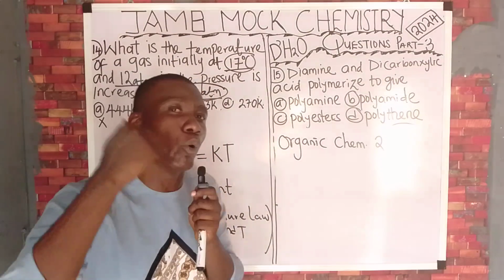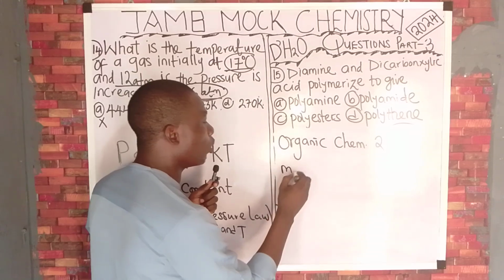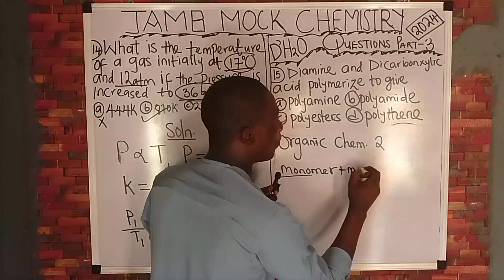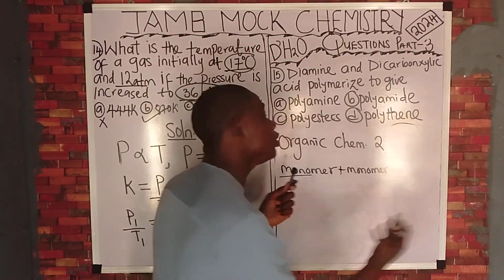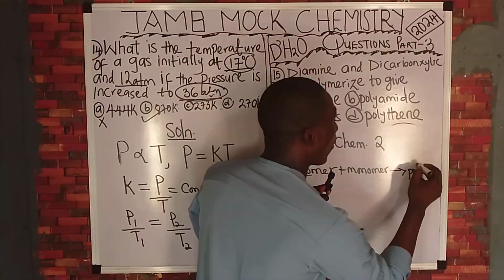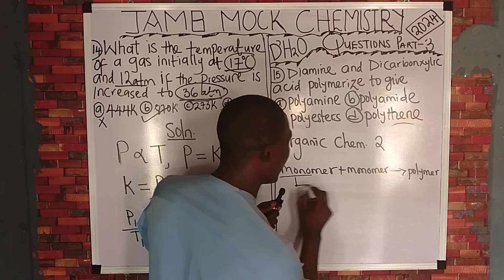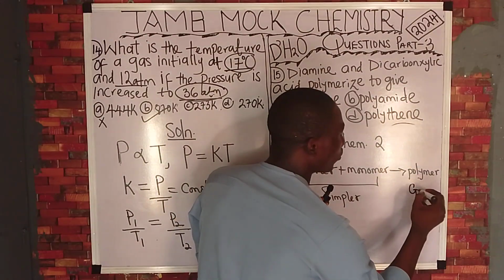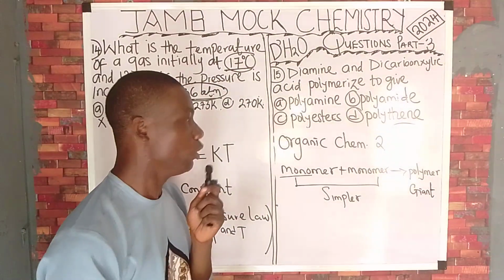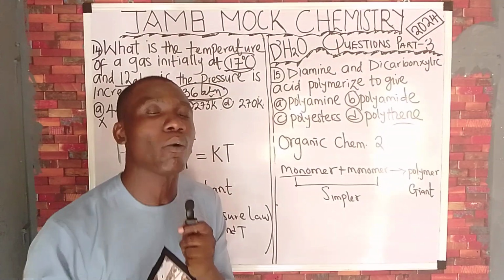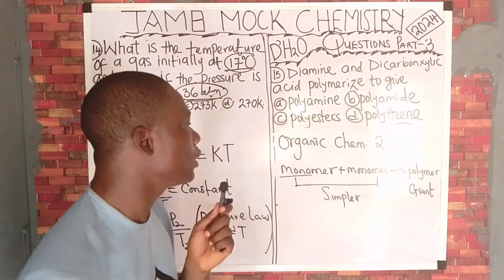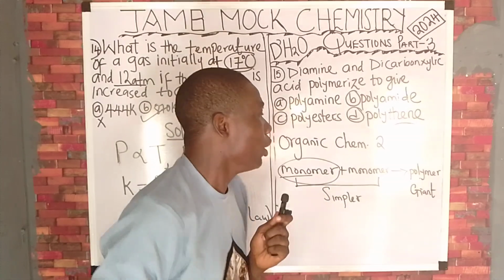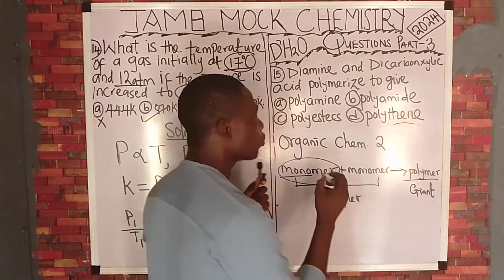That is to say, in polymerization reaction, we have a monomer. The word mono means one. Plus another monomer, plus many other monomers, will give us our polymer. So these are known as simpler molecules, while this one is known as the giant molecule. So polymerization is the process by which two or more simpler molecules, which we call the monomers, combine together to form a giant molecule, which we call the polymer.